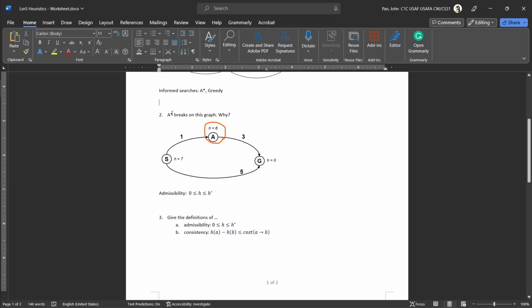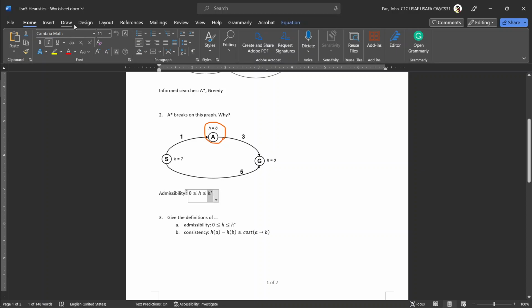Number 2, A star breaks in this graph. Why? I circled it right here. The heuristic of A is 6, which is greater than the true cost of A to G, which is 3. This violates the rule of admissibility, which states that the heuristic must be greater than or equal to 0, and less than or equal to the true cost.